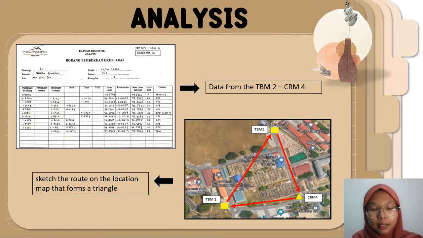Okay, we can see here is another loop that we continue from TBM1 and CRM4 to TBM2. That's TBM2, which is TBM Watania. Here is the data from TBM2 to CRM4. The data also already closed and got the target.